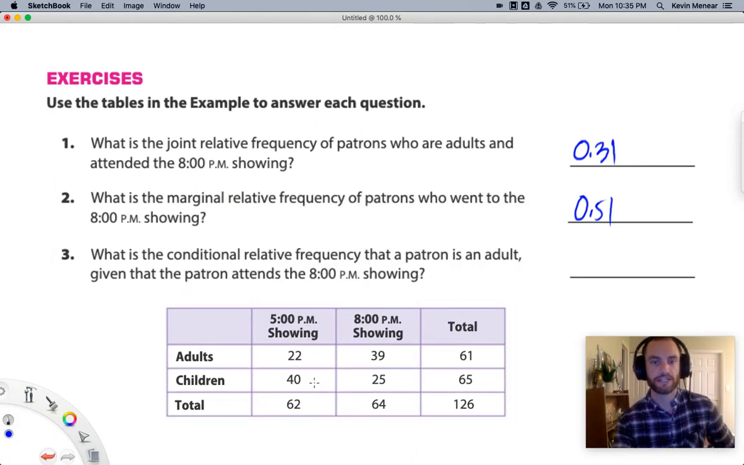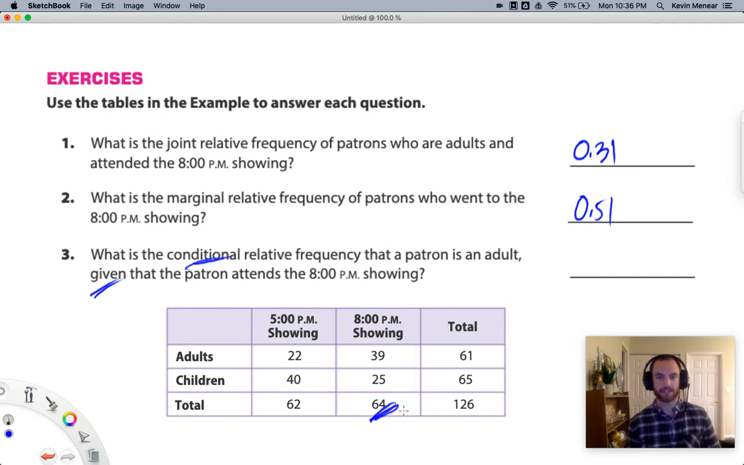So, conditional relative frequency, that's my big keyword here, conditional, and then given is another thing. So, given that the patron attends the 8 p.m. showing, so I know that the total is 8 p.m. showing, that's going to be my denominator, so I can write that immediately. And the patron is an adult, so that's my numerator.